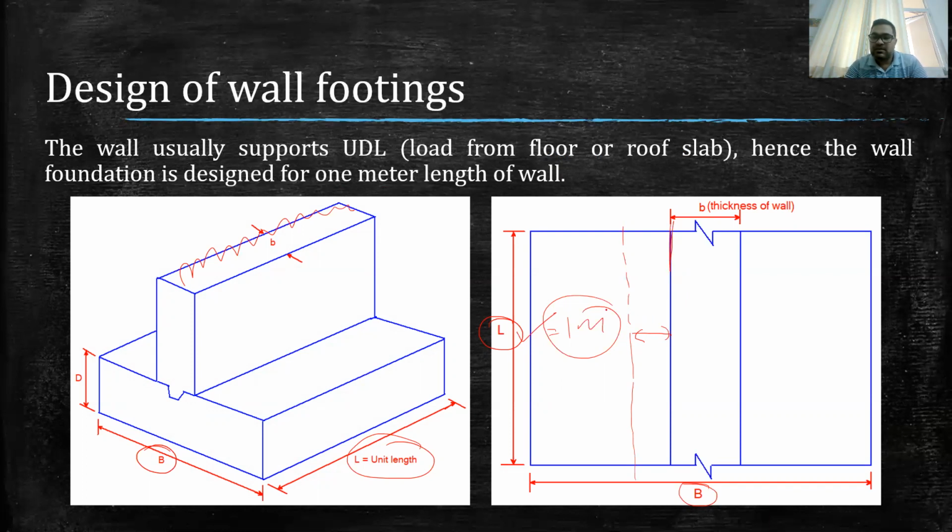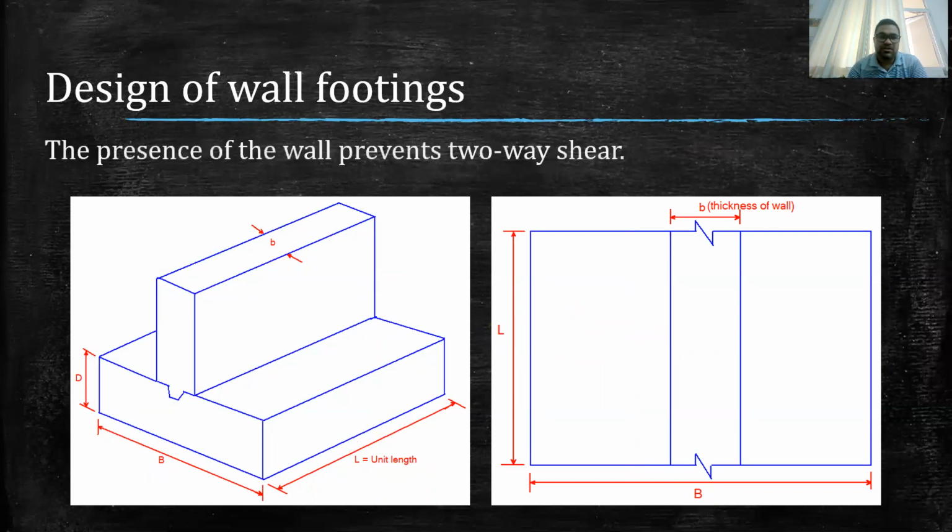In this wall footing, because the wall is running throughout the length, and because of the high rigidity of the wall, two-way shear never arises. That is also discussed in the previous lecture. So therefore, we don't apply the two-way shear criteria in the case of wall design. And that is what I have written here. The presence of the wall prevents two-way shear, which means in the wall foundation, punching shear will never occur. So a wall foundation can fail either in bending or in one-way shear. There will not be punching in the wall.